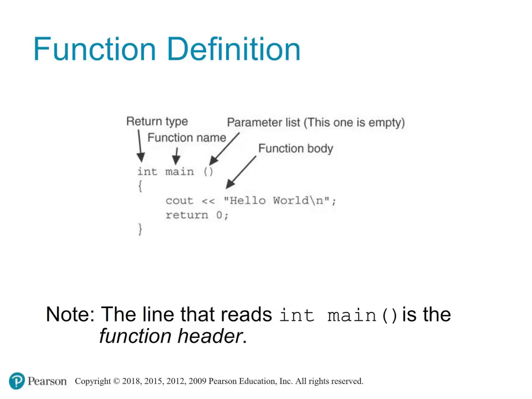We have seen the main function. Every C++ program needs a main function. For this main function, the return type is integer because at the end, the statement says return 0. 0 is an integer. The function name is main, and the parameter list, inside the round parentheses, is empty right now. The function body has two statements. The first statement is a cout, hello world, and the second statement is return 0. Int main, then round parentheses, is the function header.